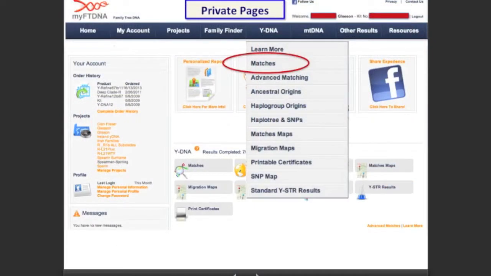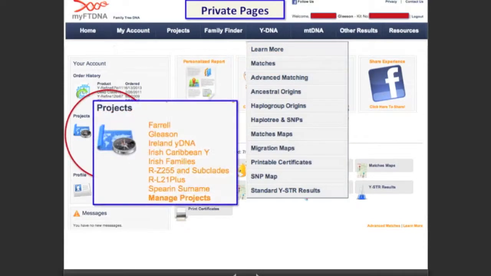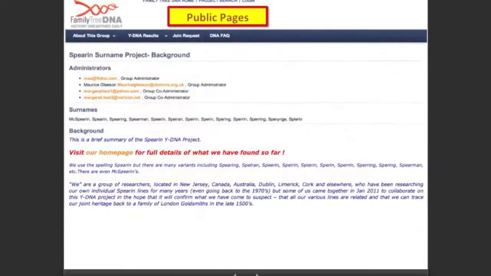So that's the matches, and that's really a brief run through the private pages that your members will be able to view. And this is all of their personal information, and only they will be able to see these private pages, and you as project admin. The last section of the private pages I want to draw your attention to is the projects that I've joined, and anybody who takes a DNA test can then go on and join the project. If I click on the Spear and Surname project here, it will take me to the public pages of the Spear and Surname project website.